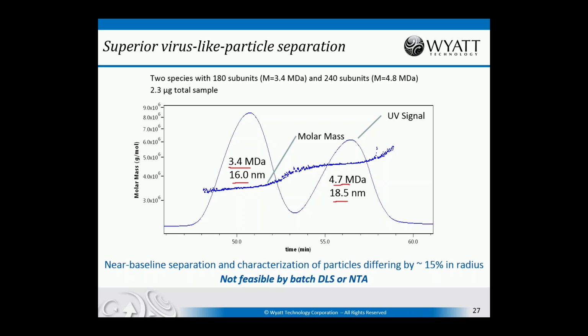This type of resolution would not be feasible without size-based separation. If you used batch DLS or nanoparticle tracking analysis, it would be impossible to get this degree of resolution, not to mention the fact that you can get the molecular weights very accurately using downstream MALS detectors. And if you have fluorophores, you can put on fluorescence detectors downstream, UV detectors, and anything else you need in order to characterize the different particles.